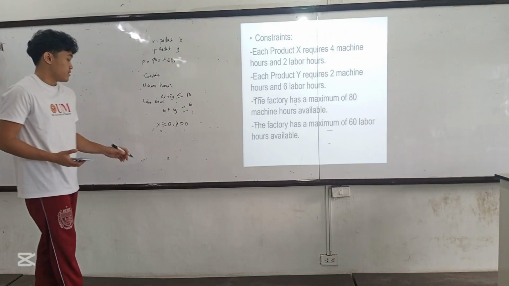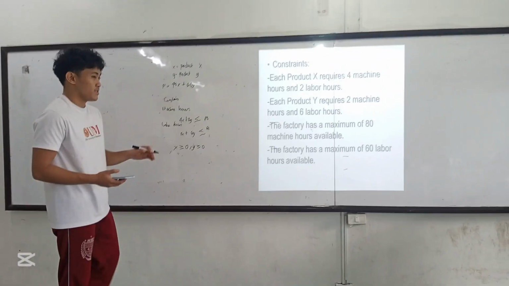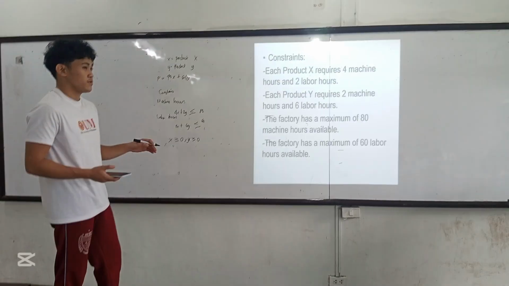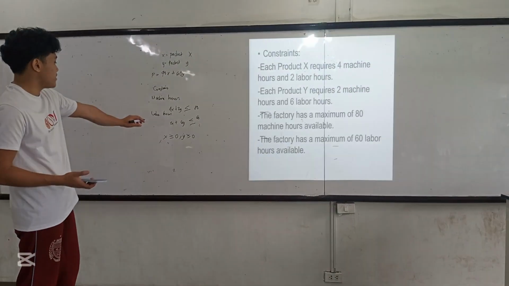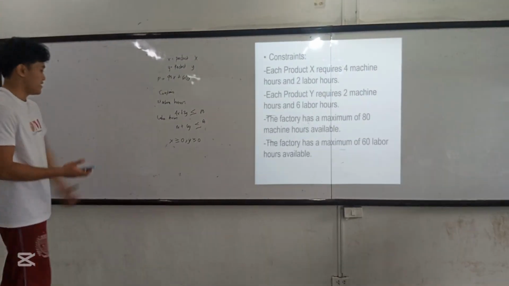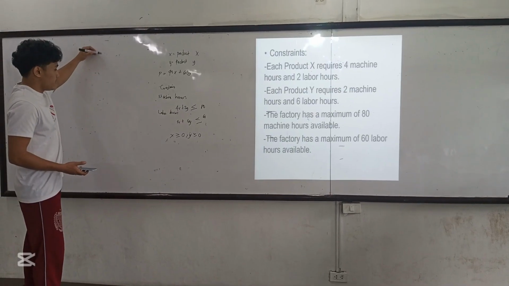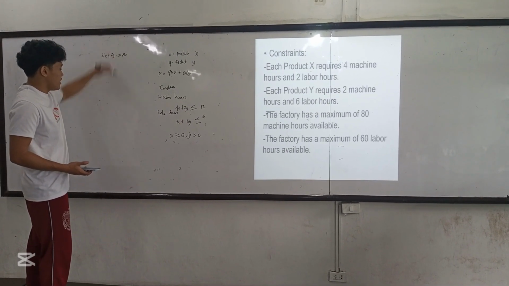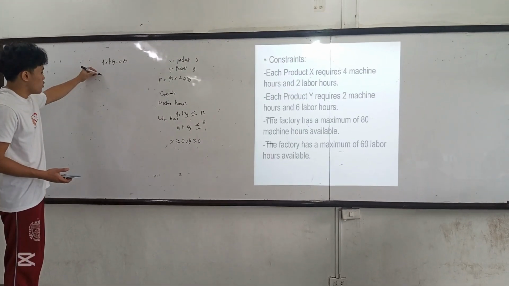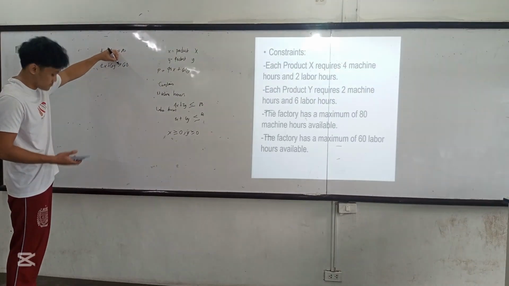We cannot have negative values because it's a real-life situation, so there is no negative value. Next we convert our constraints to equations. For machine hours, we have 4x plus 2y equals 80, and for labor hours, 2x plus 6y equals 60.